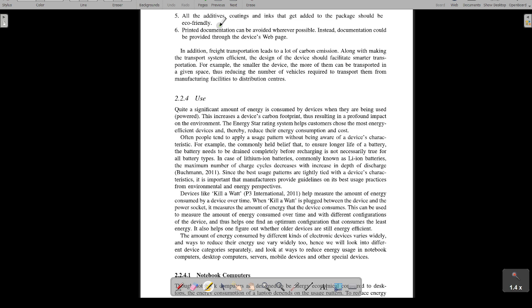In addition, freight transportation leads to a lot of carbon emission. Along with making the transportation system efficient, the design of the device should facilitate smarter transportation. For example, the smaller the device, the more of them can be transported in a given space, thus reducing the number of vehicles required to transport them from the manufacturing facility to the distribution centers. So different technologies can be used to reduce the transportation.